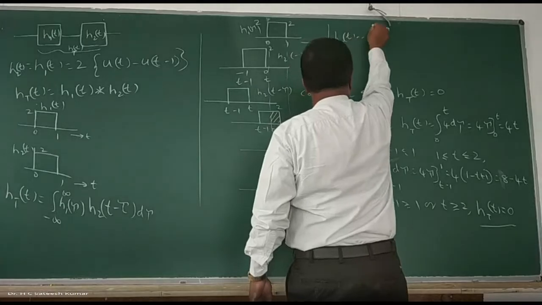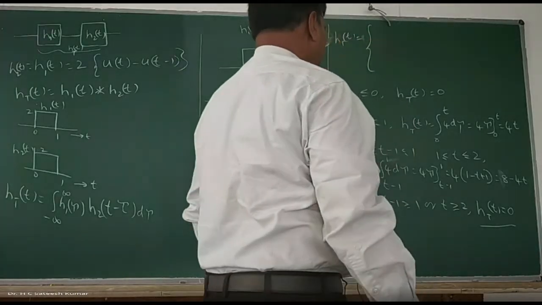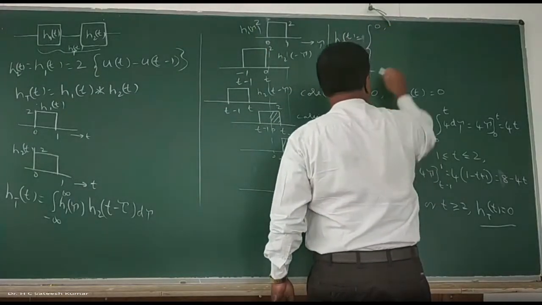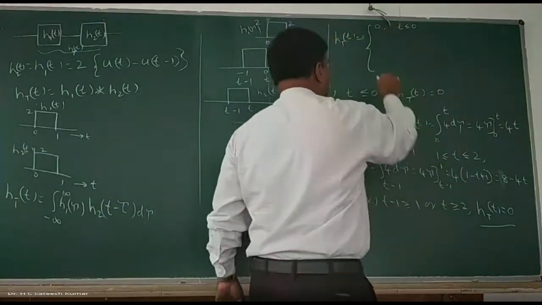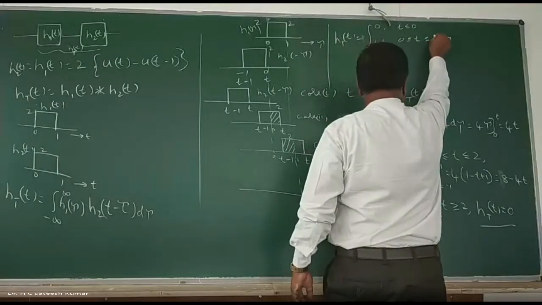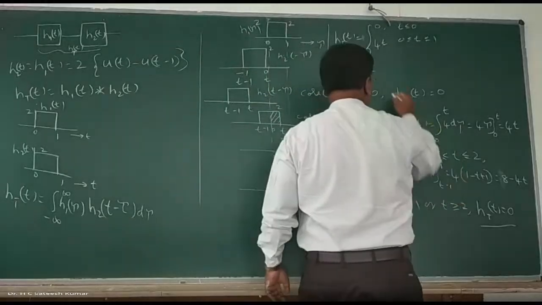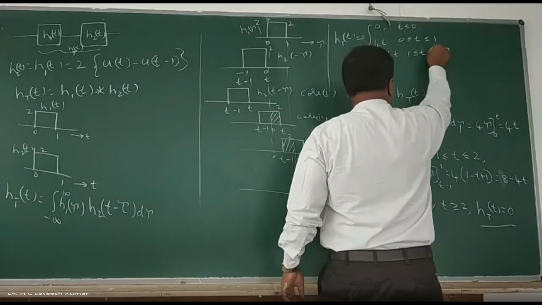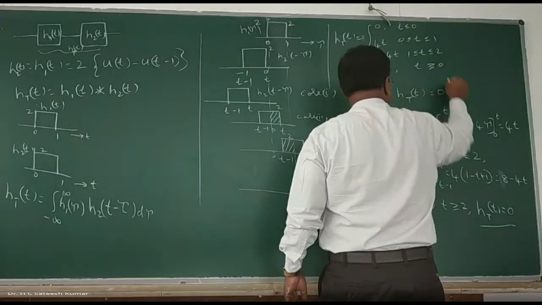So ht of t is equal to what? Overall impulse response, summary, we can write it. ht of t is equal to 0 for t less than or equal to 0. Second one is 4t for t lies between 0 to 1. And third case is 8 minus 4t for t lies between 1 to 2, and is equal to 0 for t greater than or equal to 2.